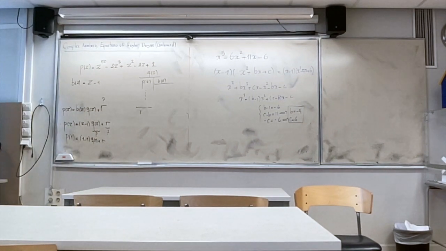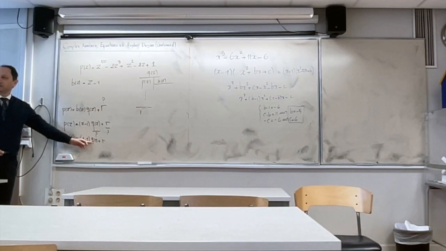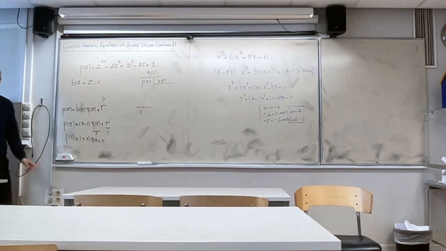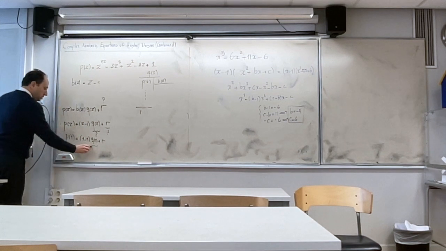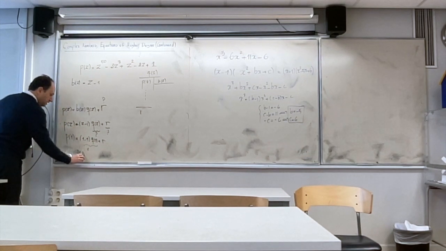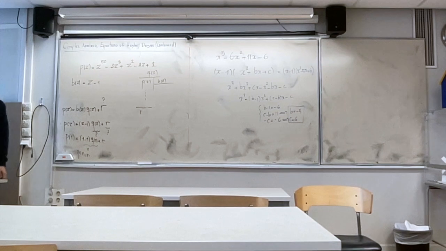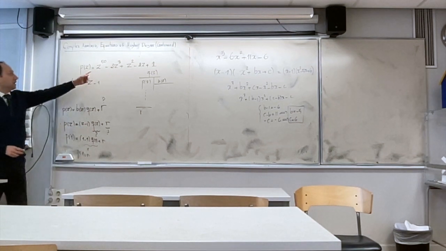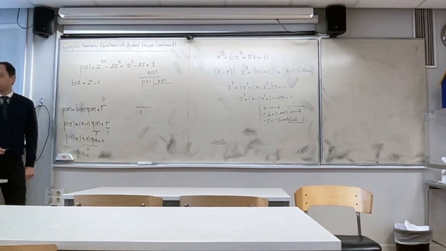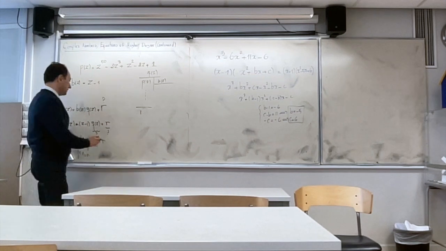I don't know Q of 1, but the good news is that I don't need it because 1 minus 1 is 0. Yes? So this is totally 0. So P of 1 is R. So if I want to find R, I just need to replace z with 1. And calculating P of 1 is extremely simple.